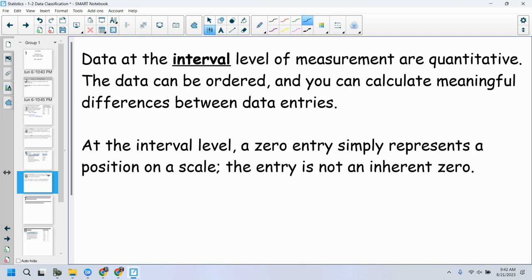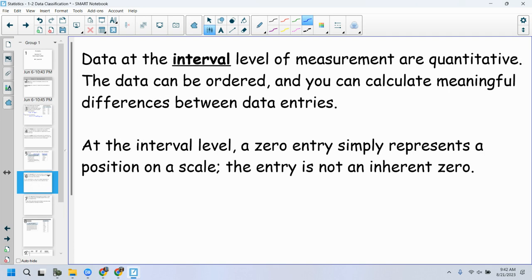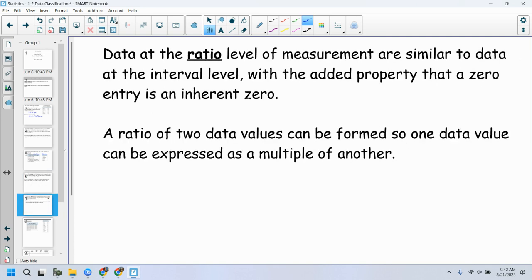That actually moves to the next step, which is, sorry, did anybody still need that? Yeah. The next one, the amount of siblings that you have, would actually be ratio level. The level of measurement is similar to data at the interval level, but with the added property that a zero entry is an inherent zero. What does that mean? That means that it's actually zero of that thing. Whatever it may be, it's actually zero. Here, a ratio of two data values can be formed, so one data value can be expressed as a multiple of another.